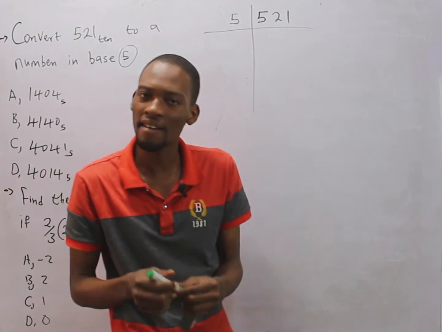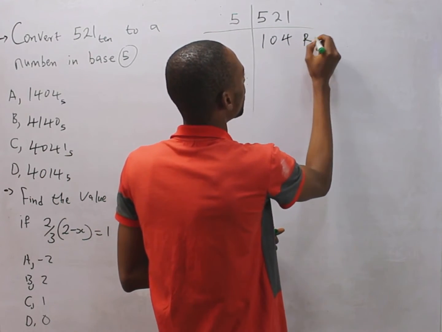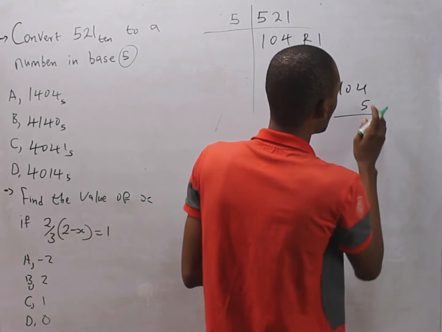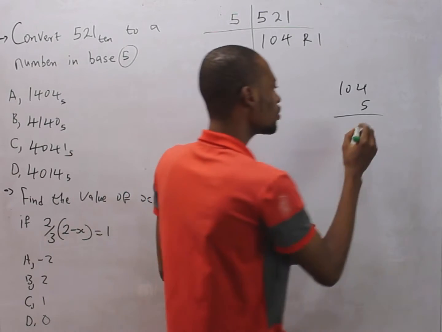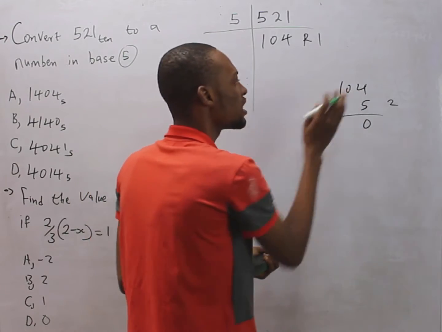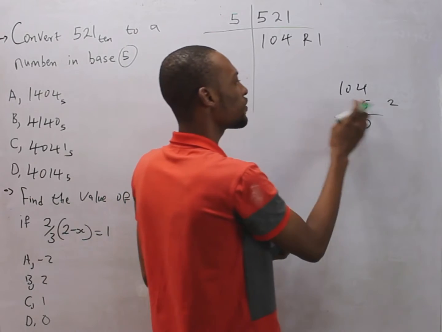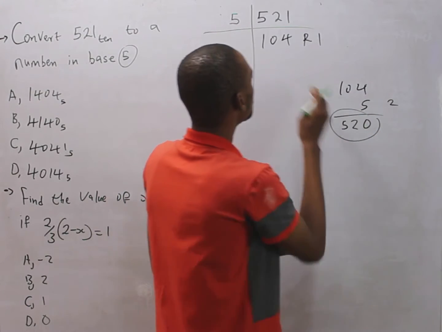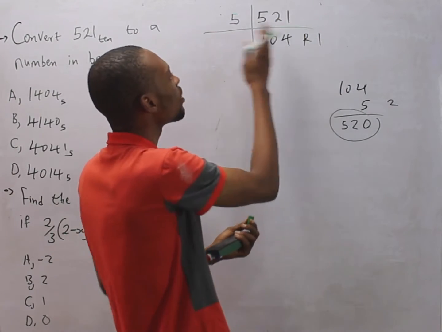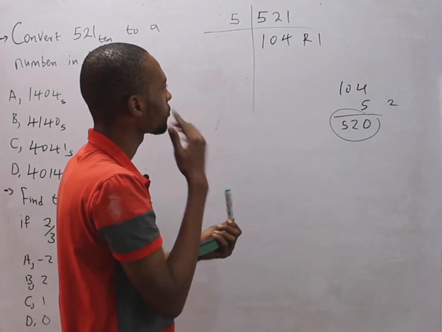521 divided by 5 is equal to 104, remainder 1. 5 times 4 is 20; we put down a 0 and carry 2. 5 times 0 is 0, plus the 2 we carried, 2. And 5 times 1 is 5. So 5 times 104 is 520. This means 521 divided by 5 is 104, remainder 1.